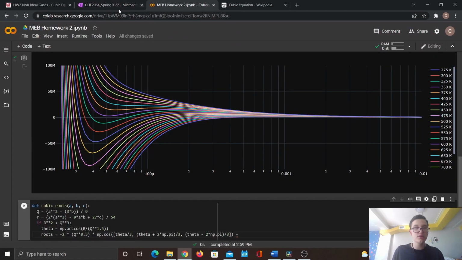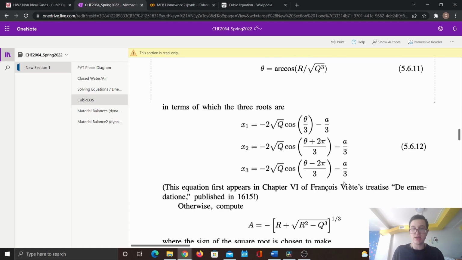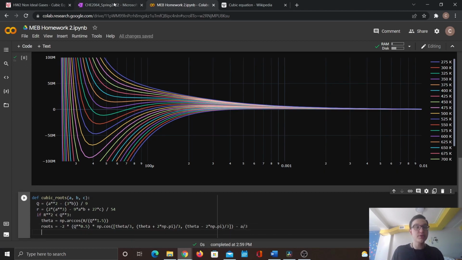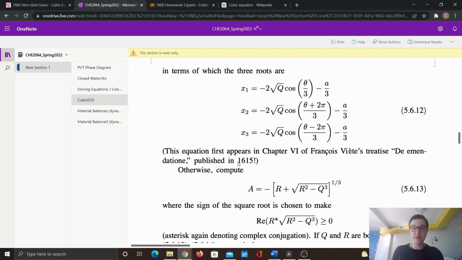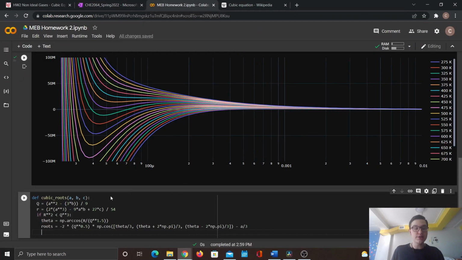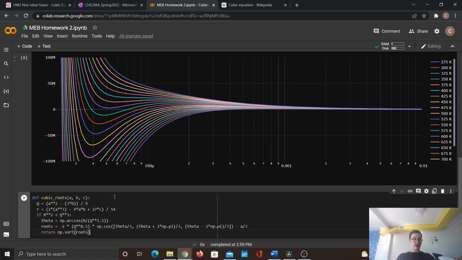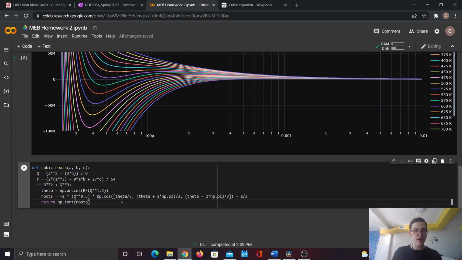I just want to make sure that this is indeed a. Yes, that is a, not alpha. So a divided by 3. Awesome, so we have all of our roots. Now we just want to return np.sort of roots, and np.sort will arrange it from greatest to least, or least to greatest, whatever you wish.